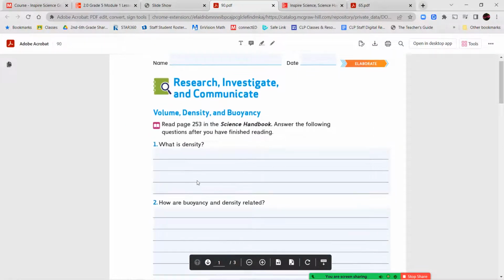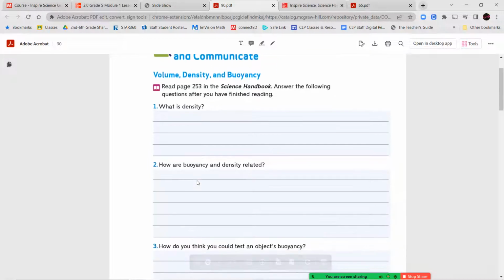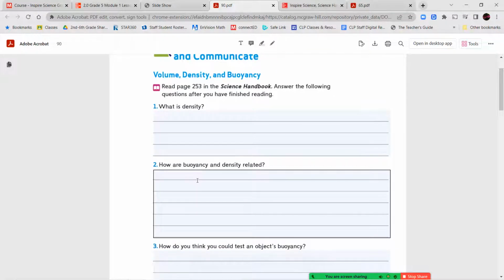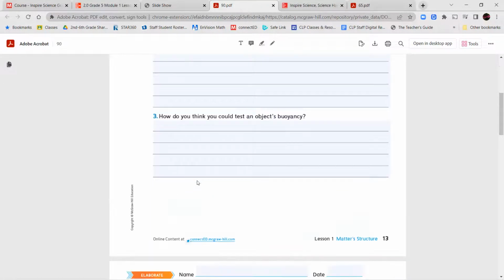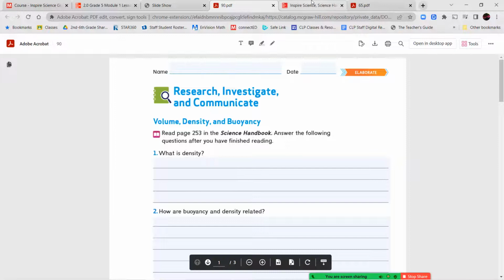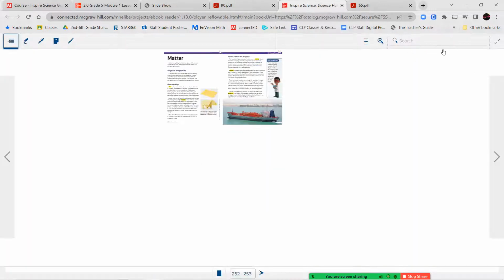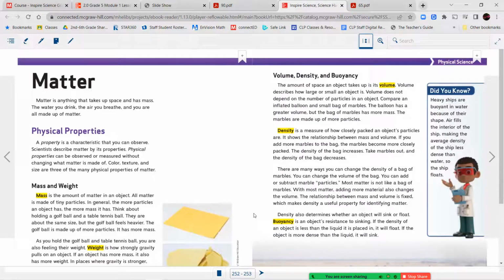Now on this page, we're going to read again in our textbook on page 253, and we're going to answer the questions: what is density? How are buoyancy and density related? How do you think you could test an object's buoyancy? And then we've got an activity after that. So let's take a look at page 253 in our book.